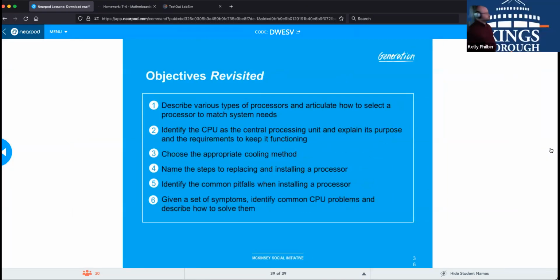All right. With that, we come to the end of our journey through the CPUs. We should now be able to describe the various types of processors and articulate how to select a processor to match system needs. We know the two big manufacturers are Intel and AMD. We should be able to identify the CPU on a motherboard relatively quickly, and explain its purpose and some of the requirements to keep it functioning. We should be able to choose an appropriate cooling method for what we're going to be using our PC for.